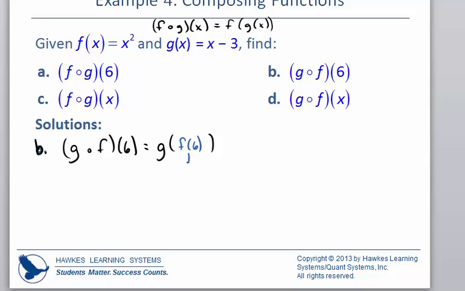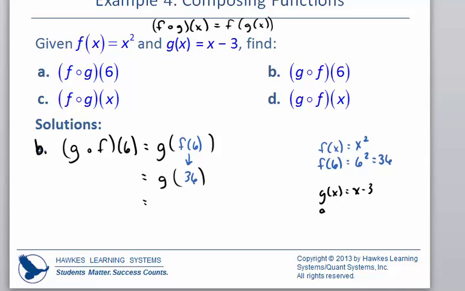The first thing I'm going to do is figure out what f(6) is. Off to the side, I know that f(x) is x squared. f(6) would therefore be 6 squared, which is 36. So I make that substitution. Then I'm left with finding g(36). Again, off to the side, g(x) is x minus 3. Plugging a 36 in for the x gives me an answer of 33.